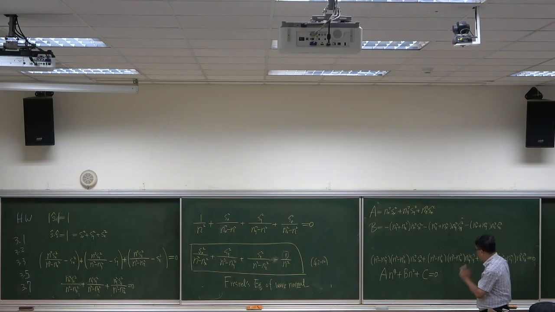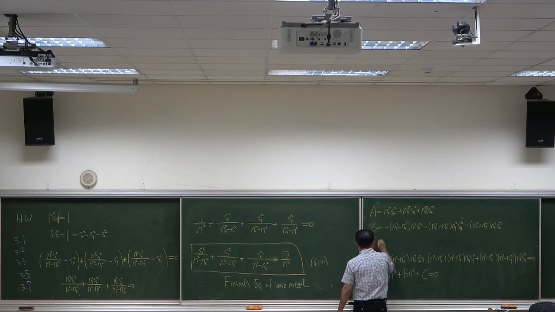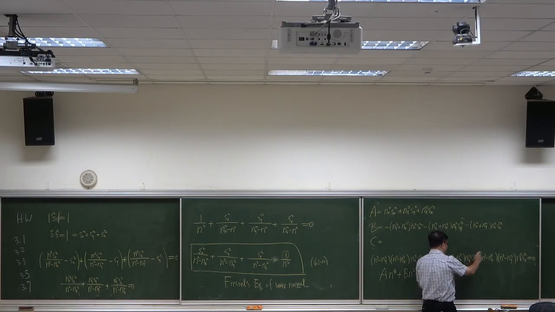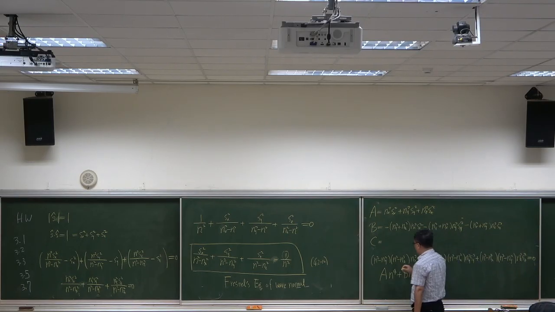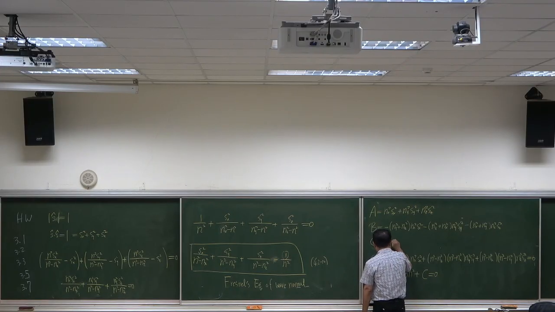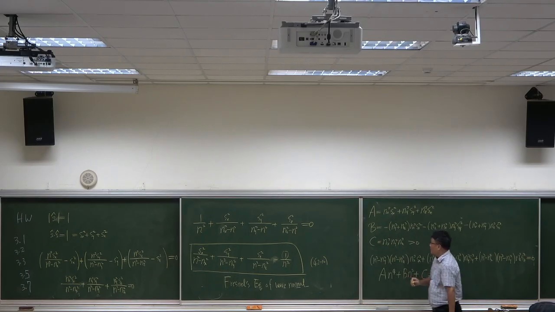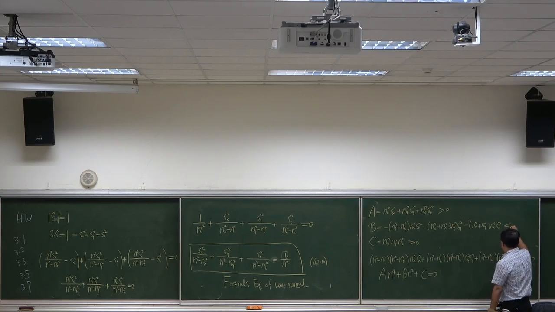And what is C? We have nx squared, ny squared, nz squared times sx squared plus sy squared plus sz squared. And the sum of these three squared gives you 1. So finally C is equal to nx squared, ny squared, nz squared. And this is a positive quantity, and this is a negative quantity.